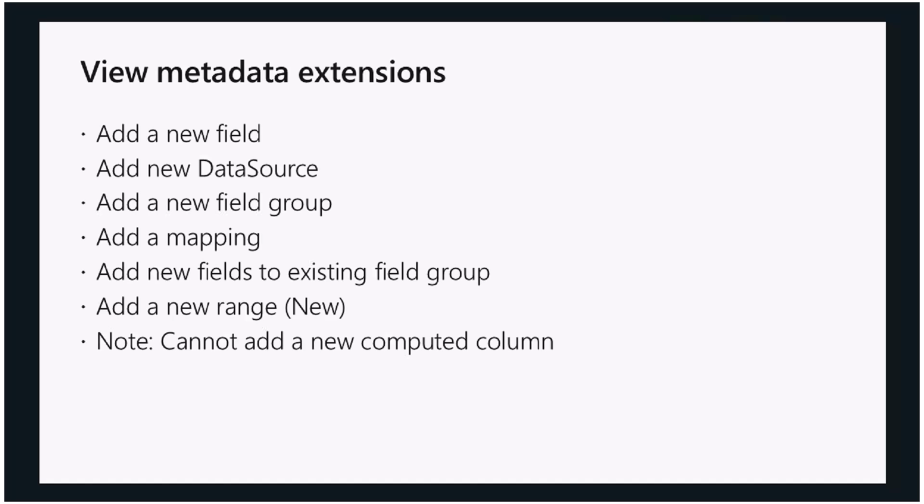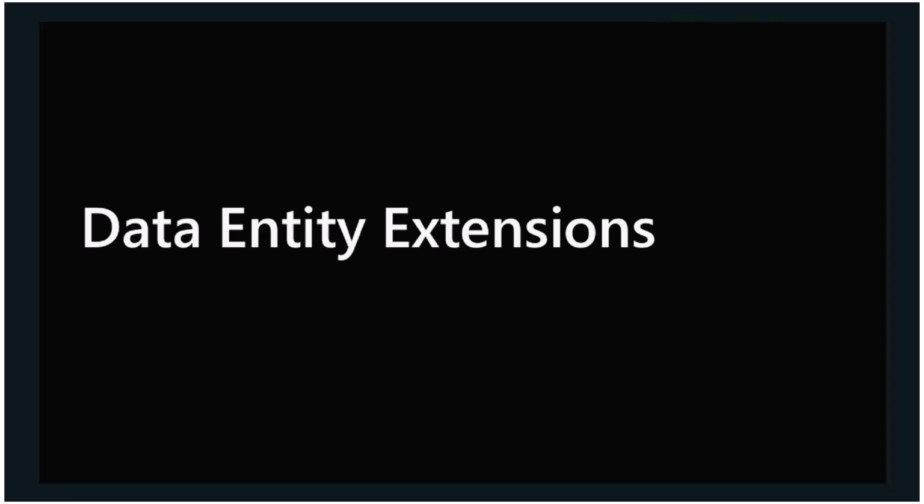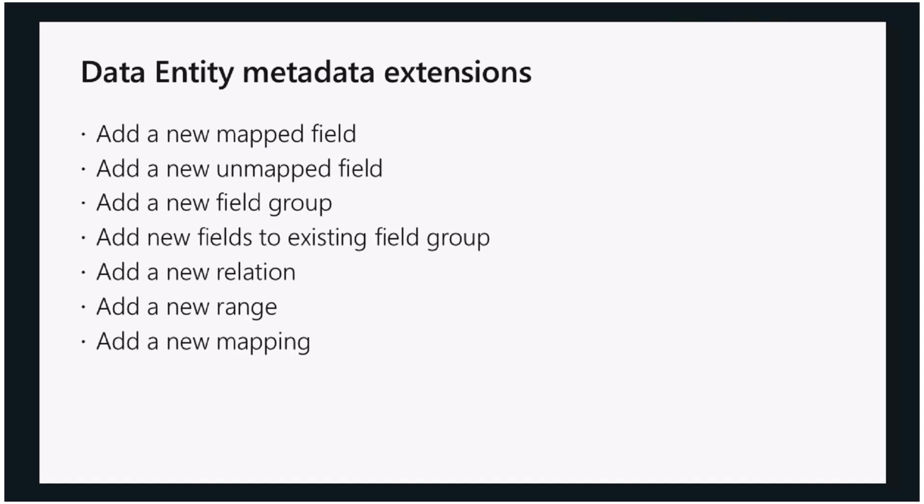Data entities support a set of metadata extensions closely related to views. As with views, the changes you can enable through metadata extensions are through adding new features. You can add new mapped or unmapped fields, field groups, relations, and ranges. You cannot change the properties of the actual data entity itself.